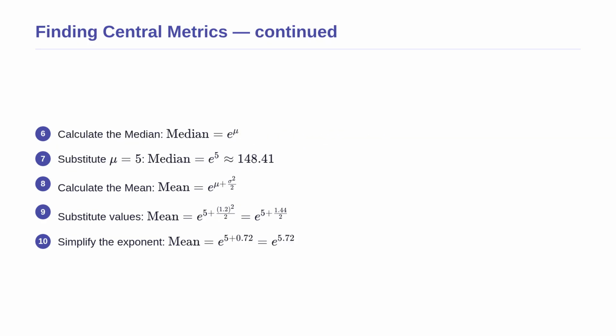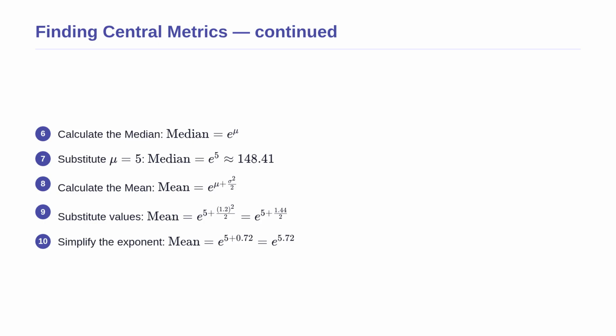Continuing our calculations, we next find the median. This is simpler. We just raise e to the power of mu, which is 5. This gives us approximately 148.41 hours, meaning half the components fail before this time.